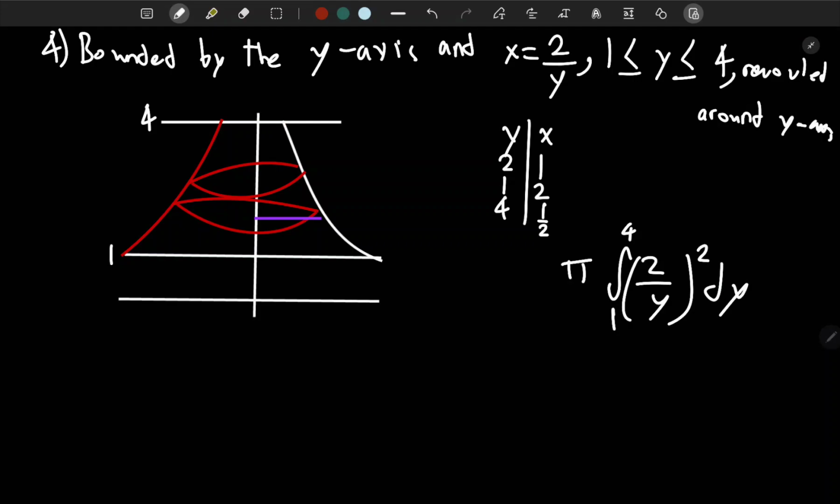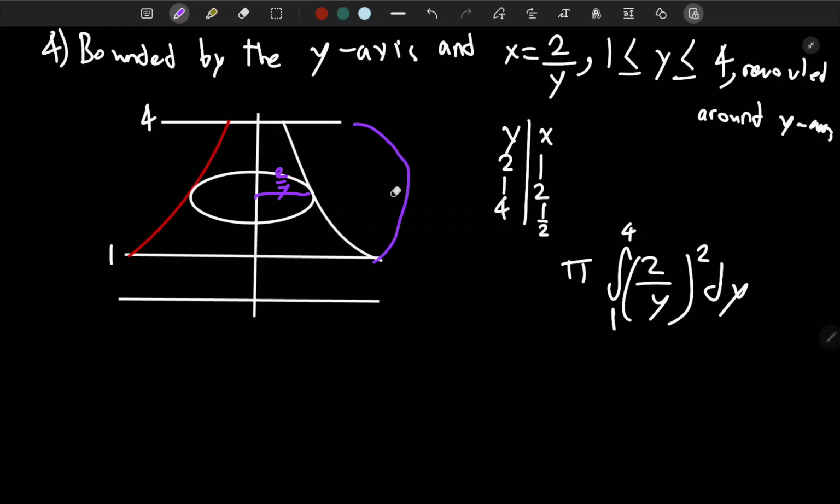So yeah, let me show the radius again. This is one of the disks, and the radius of this disk, imagine this is very symmetrical, is from this to this line, right? And we are touching this line, which is equal to 2 over y. So simply the radius is 2 over y, and we just use the formula pi r squared. R squared is 2 over y squared, and the limits are from 1 to 4 this time, since we are rotating against the y-axis.